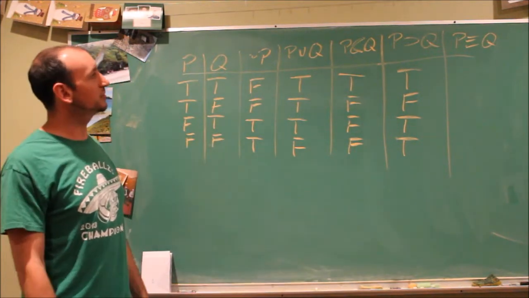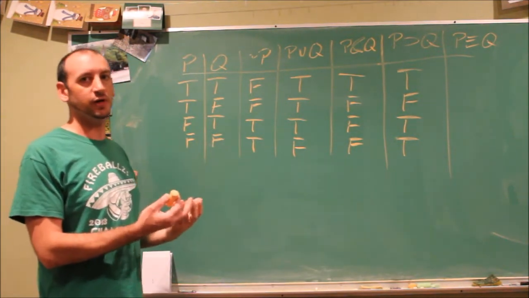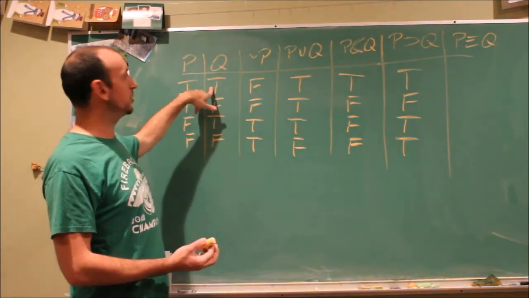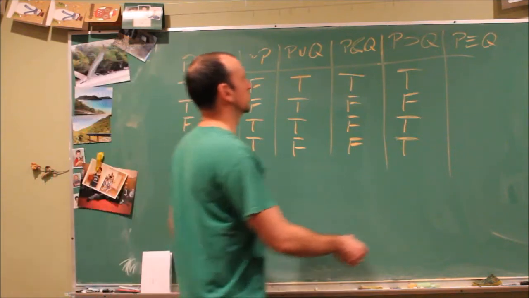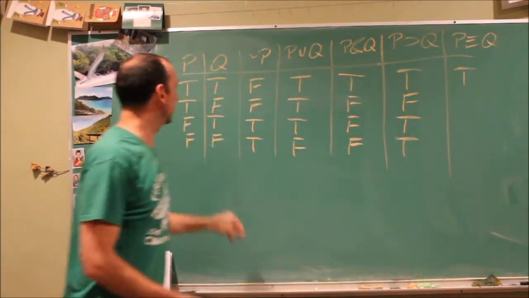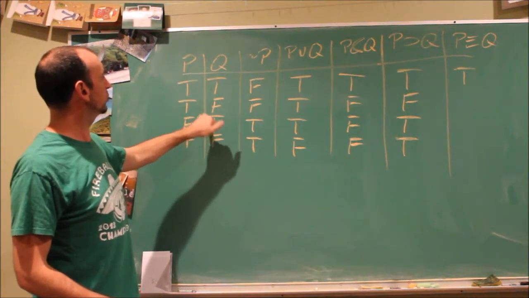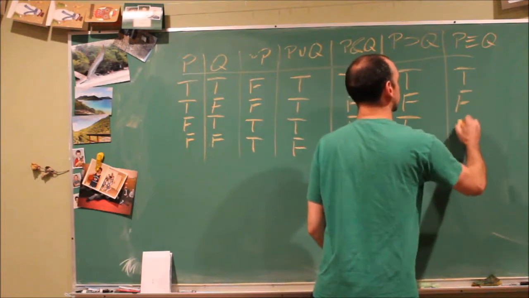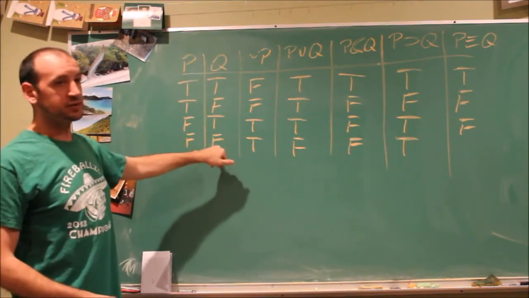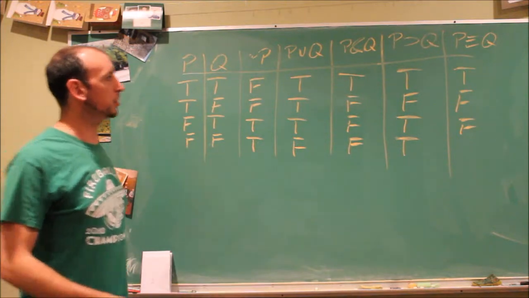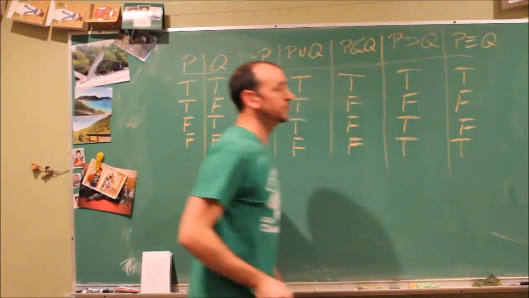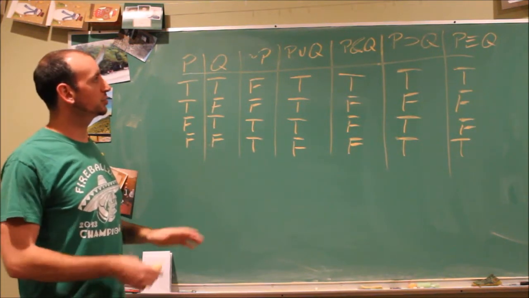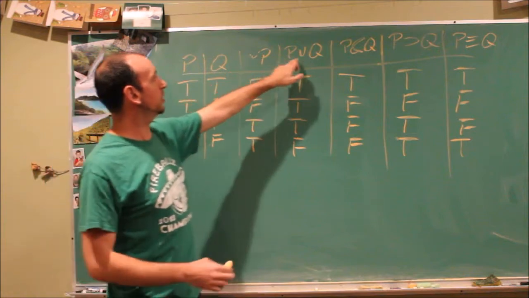Our last relationship is the P triple bar Q. That means logically equivalent. P is logically equivalent to Q when they have the exact same value. So they're both true, so it's true that they have the exact same value. Here we have a true and a false. Here we have a false and a true. In both of those cases, they don't match up, so those are both going to be false. And finally, we have false and false. Those do match up, so the P triple bar Q is going to be true when both P and Q are false.